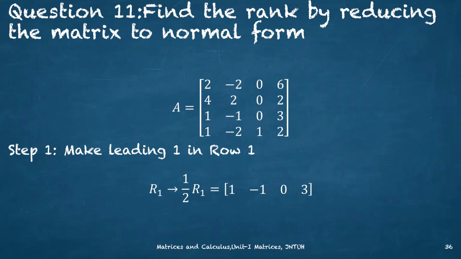Question 11. Find the rank by reducing the matrix to normal form. In this question, we are given a 4x4 matrix A. Our goal is to find its rank by reducing it to normal form. The matrix A has 4 rows. In step 1, we aim to make the first element of the first row a leading one. To do that, we divide row 1 by 2. This transforms row 1 into 1, minus 1, 0, 3. This step sets us up to eliminate the corresponding elements in the rest of the column and move toward normal form.